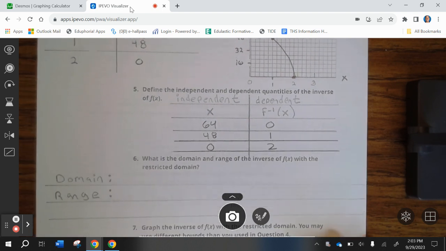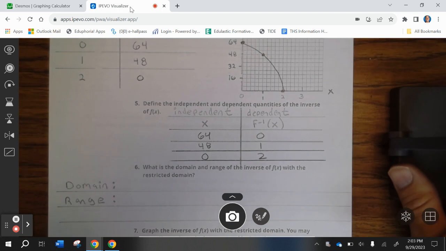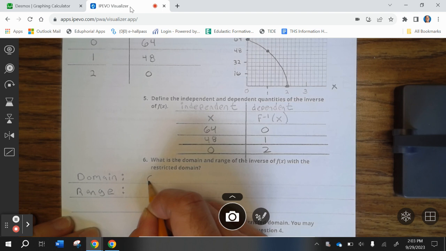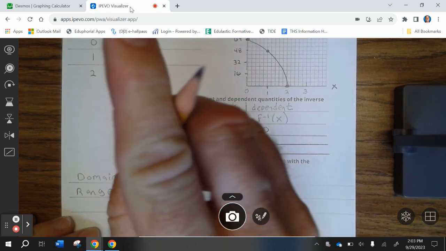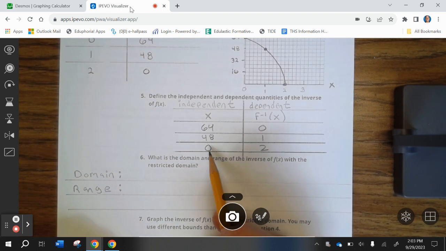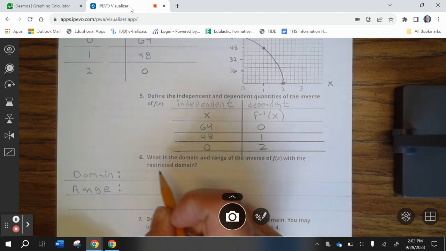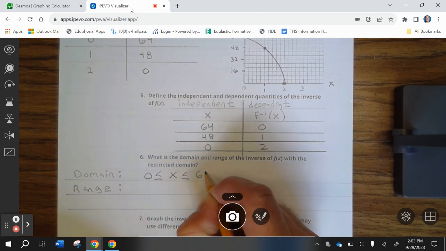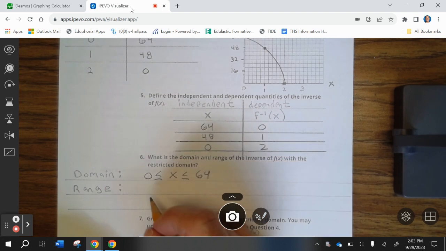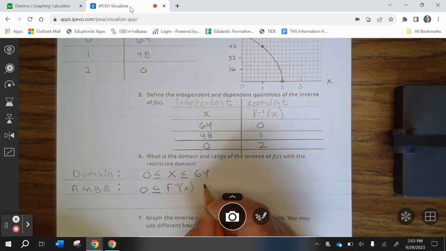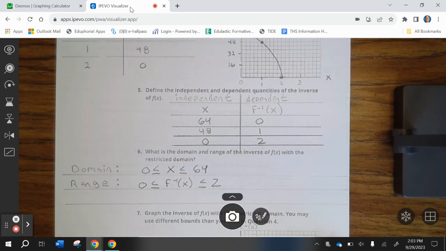All right, now the domain and range. Zoom out a little bit. The domain goes from 0 to 2. Oh wait, I'm sorry, of the inverse. So now we're talking about this. So the domain of the inverse goes from 0 to 64. And the range now goes from 0 to 2.